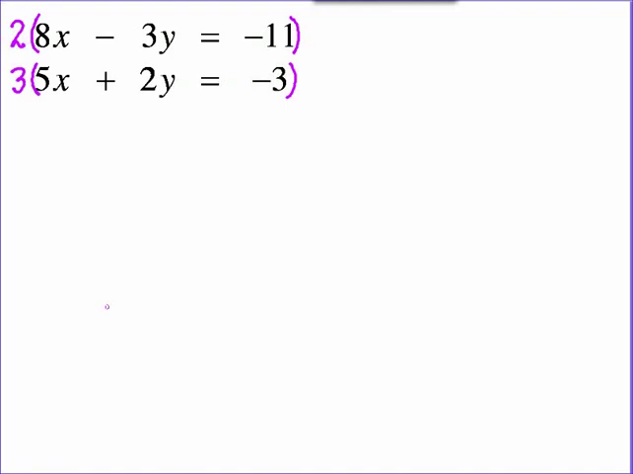Okay, first of all, 2 times a negative 11 is negative 22. So now this is 2 times 11. It's not negative. So then this is negative 30.